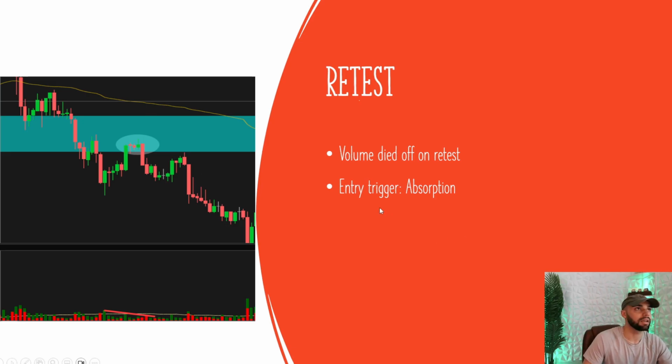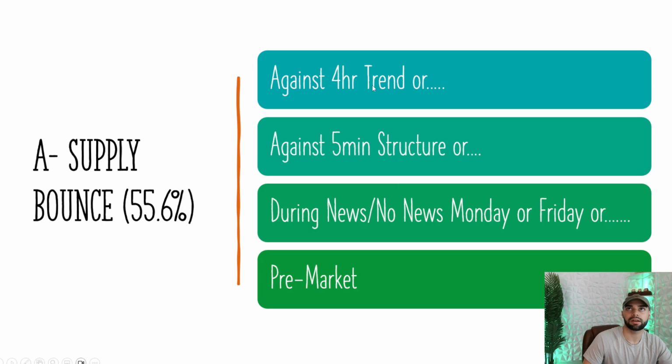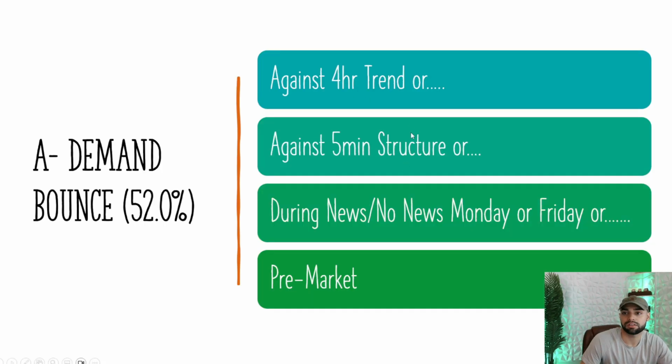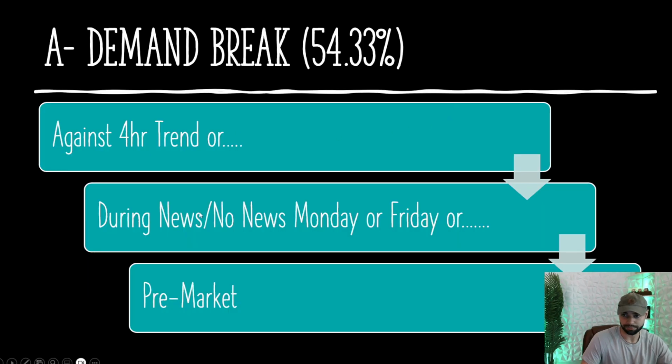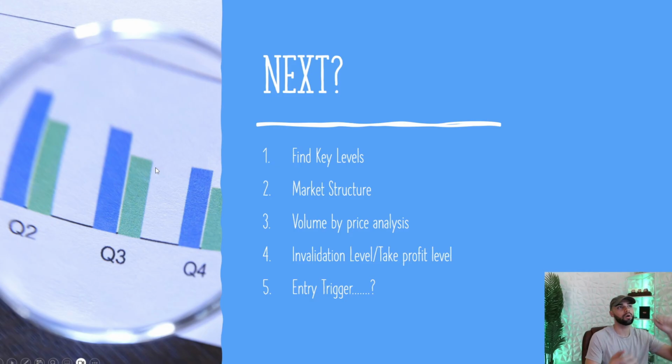And then, again, all the A- setups we're going to talk about, against the 4-hour trend or against the 5-minute structure, they're not really A-. For me, it just means I drop size because it goes from 60 to 50%, and I'm less confident in the setup, so I drop size. During no news Mondays, no news Fridays, or anything like that. Same thing for all of these. All right, so what is going to be next? Now we know how to find our key levels.